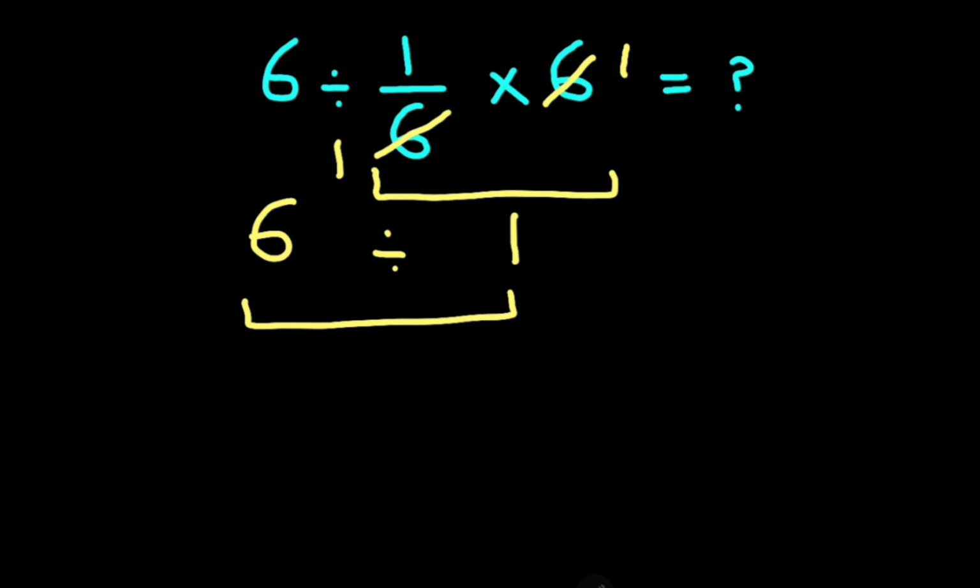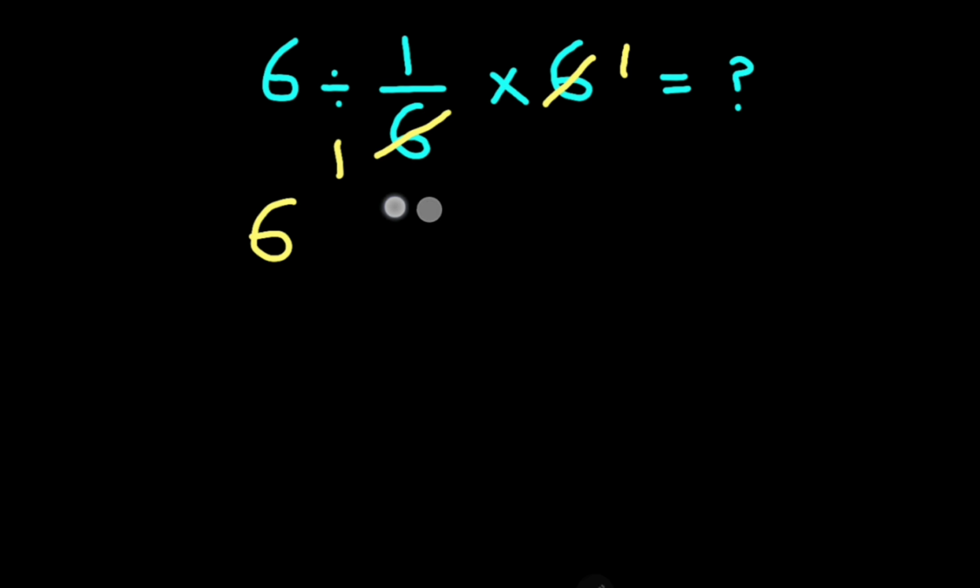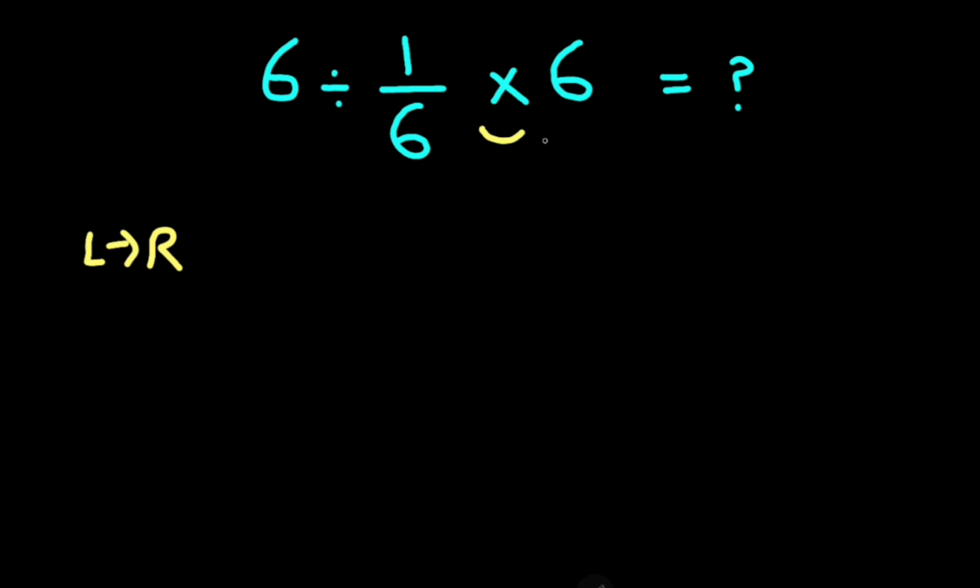So, our final answer is 6, but this answer is not correct because according to the order of operations, we know that multiplication and division have equal priority. So we have to work from left to right. If we do this multiplication first, it is wrong. Now, 6 divided by 1 over 6.